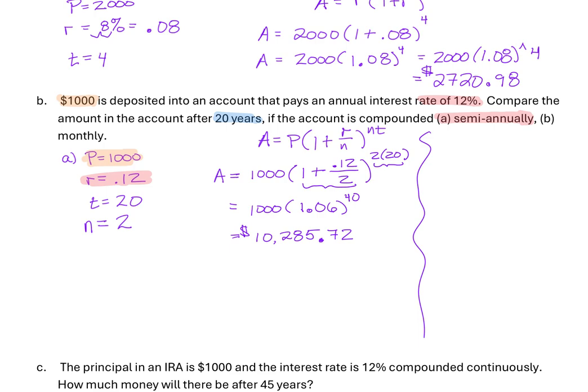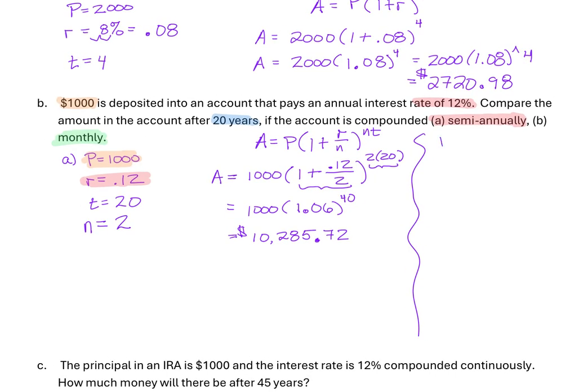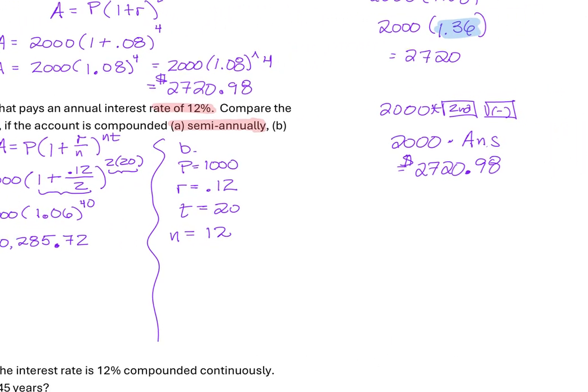And the only thing that we're going to change is our compounding. So for part B, we want to change this to monthly. And so we still have P is equal to 1,000, we still have R is equal to 0.12, and we still have T is equal to 20. And if we're compounding monthly, that means we are compounding 12 times per year. And so let's see what happens when we look at this one.